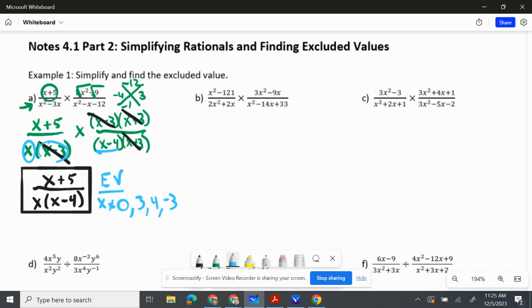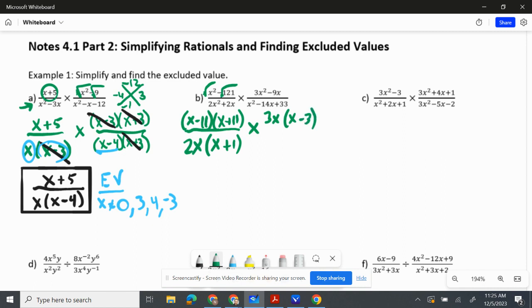So looking at letter B, we're going to do the same thing. We're going to factor it. So we see the square roots would be x minus 11, x plus 11. We can factor out a 2x out of the denominator, and that gives us an x plus 1. We're going to factor out a 3x, so that gives us an x minus 3. And then the denominator is a trinomial. Two numbers that multiply together give us 33, add up to negative 14. It'd be negative 11, negative 3.